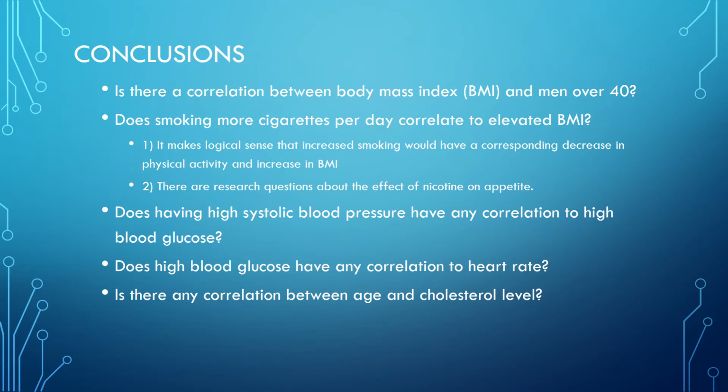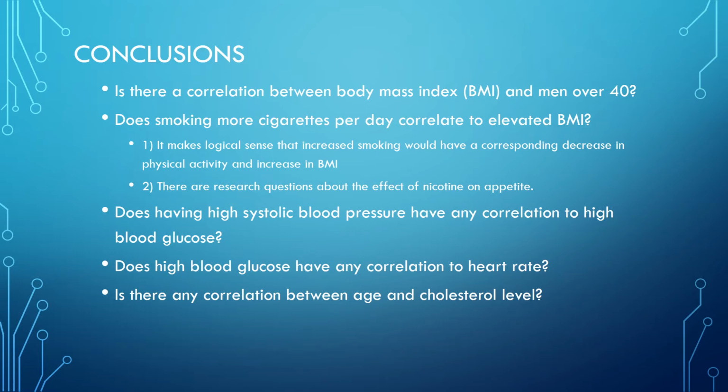We move on to question 3. Does having high systolic blood pressure have any correlation to high blood glucose? High blood glucose is an indicator of type 2 diabetes, and some studies think that can exacerbate high blood pressure, increasing risk of stroke. With a correlation coefficient of only 0.135, we conclude that there is very little correlation between high systolic blood pressure and high blood glucose levels. Unfortunately, this result gives us little in the way of coachable advice.